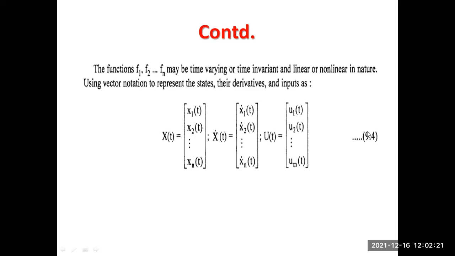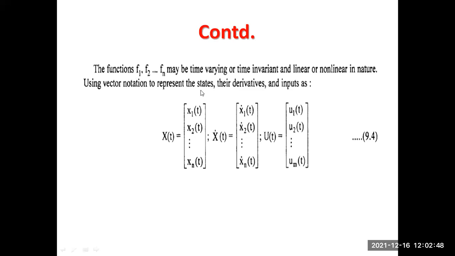The functions f1, f2, fn may be time varying or time invariant, linear or non-linear. Any kind of thing may happen. These functions don't have any restriction. They may be linear or non-linear, time varying or time invariant. So for any kind of nature, this particular system can be applicable. We use vector notation to represent the state, the derivatives and the input.